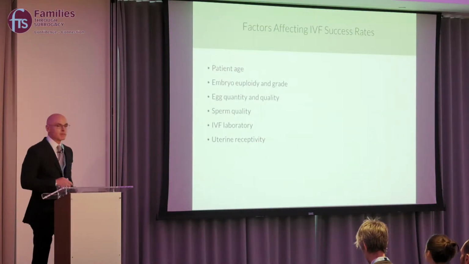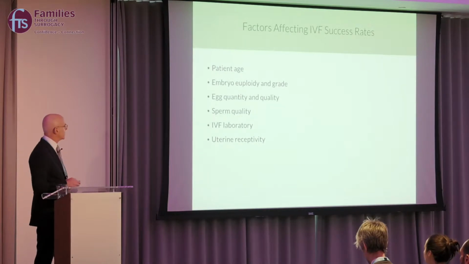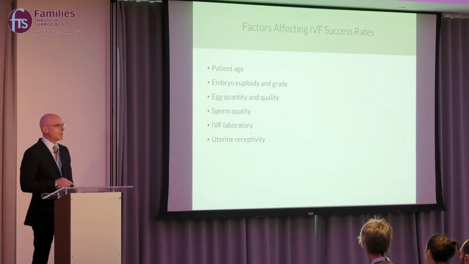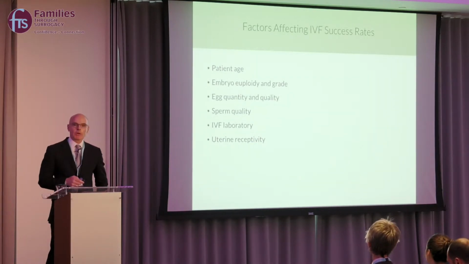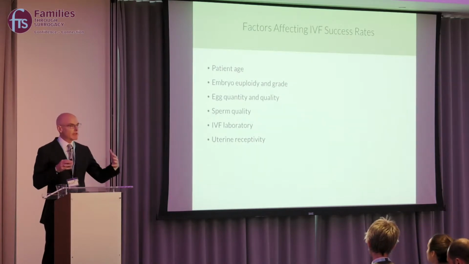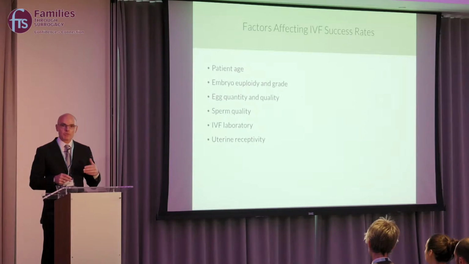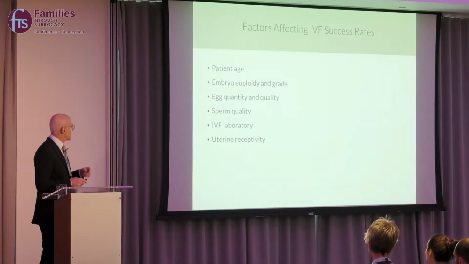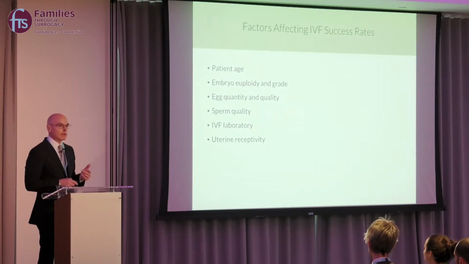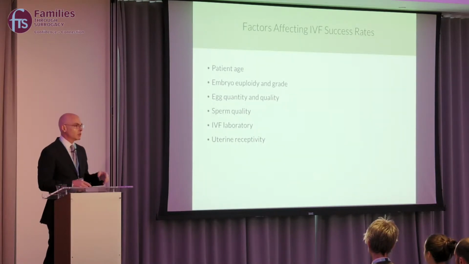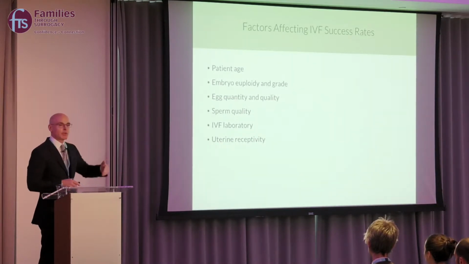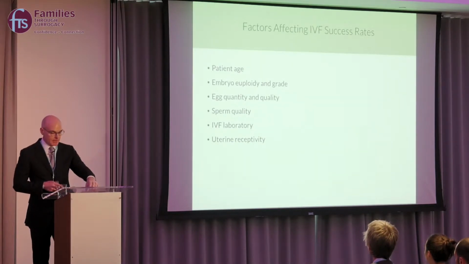So the factors affecting the success rate of IVF include patient age, embryo euploidy and grade. Euploidy refers to an embryo having the correct number of chromosomes. If it has an abnormal number of chromosomes, it's referred to as aneuploidy. Also egg quantity and quality, sperm quality, the IVF laboratory, and uterine receptivity. And we're going to concentrate on the first 5 factors today.